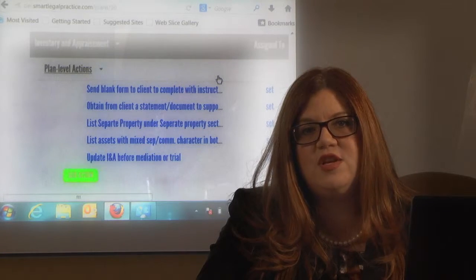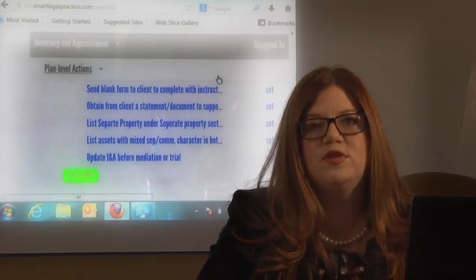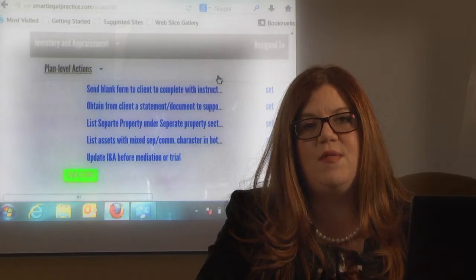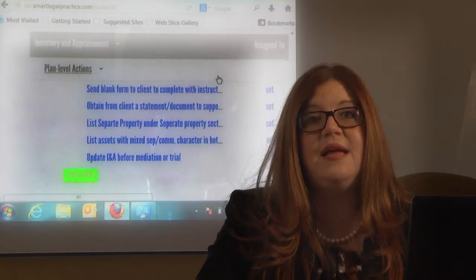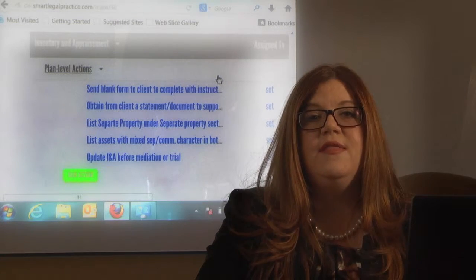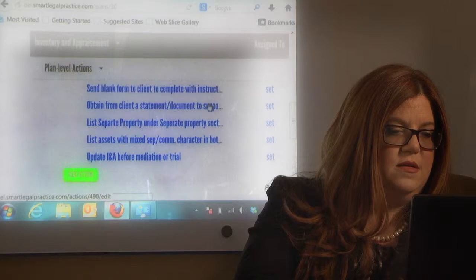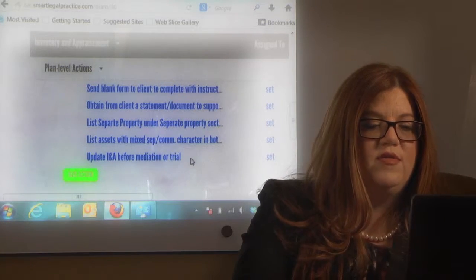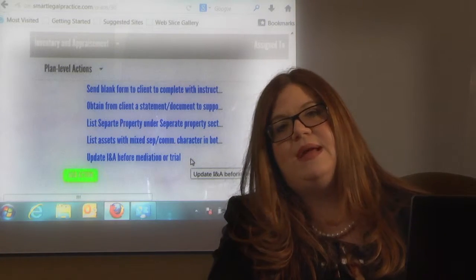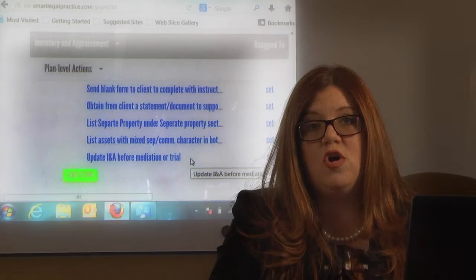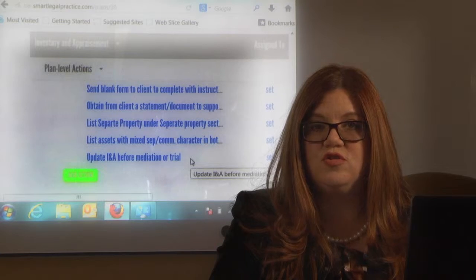Your client also doesn't know what a waste claim or a reimbursement claim is. So we need to interview them enough that we understand if they have a waste claim or a reimbursement claim that needs to be included on the inventory. And always remember, and there's a template here or an action item here where we can remind ourselves to amend our inventory and appraisement right before mediation or trial.